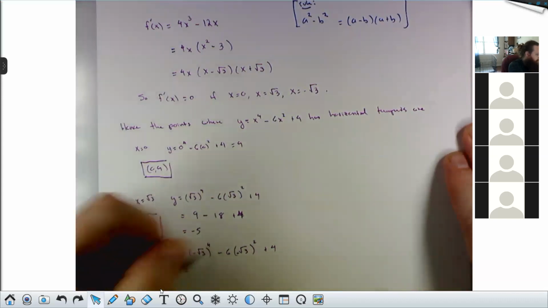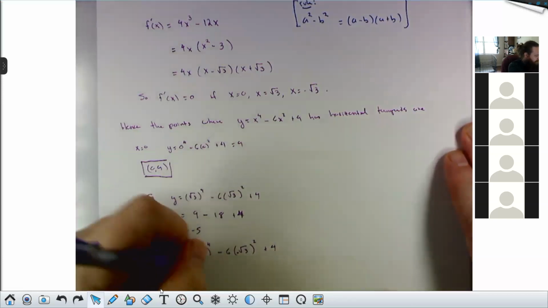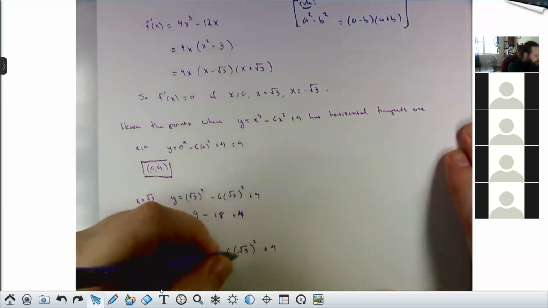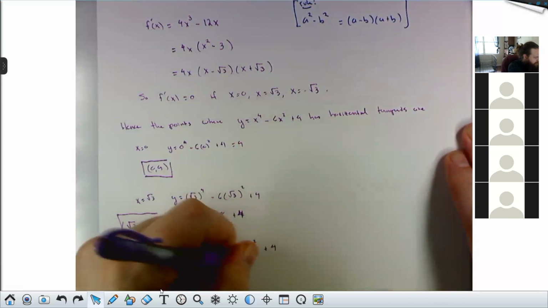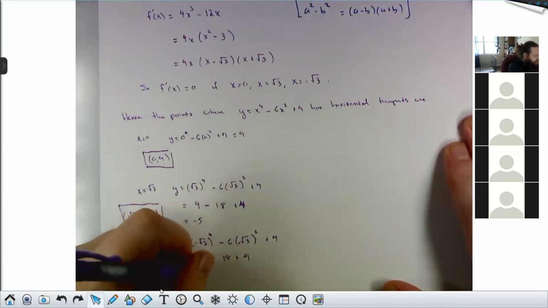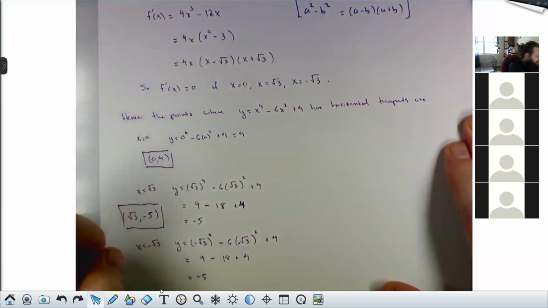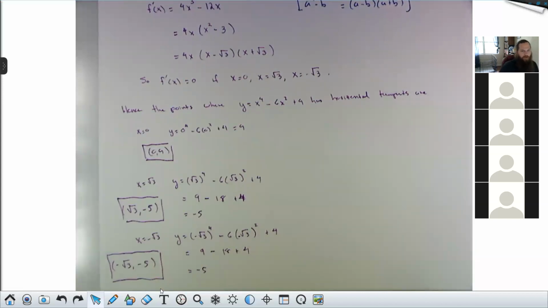So negative root 3 to the 4, well, it's an even power, so the negative is going to get gobbled up. This is going to be 9 again. And then the negative square root of 3 squared, again, is going to be positive 3, so this is 6 times 3 is 18. And then adding 4 is adding 4. So you see we get exactly the same thing. And the point there is then (negative square root of 3, negative 5).